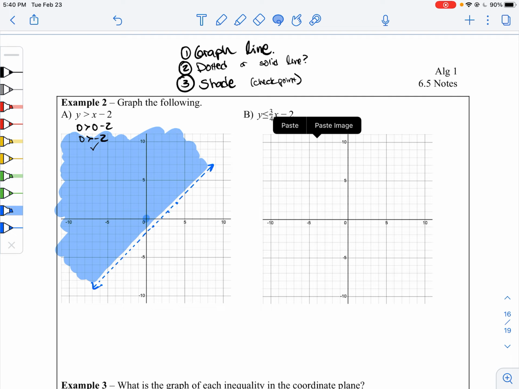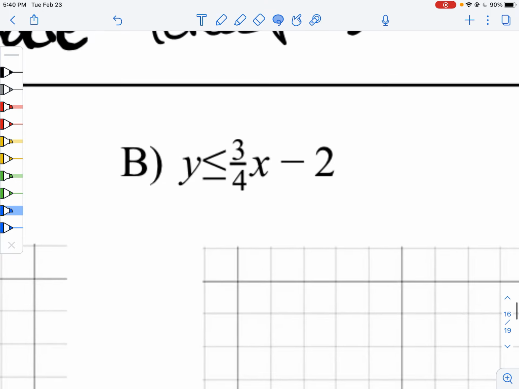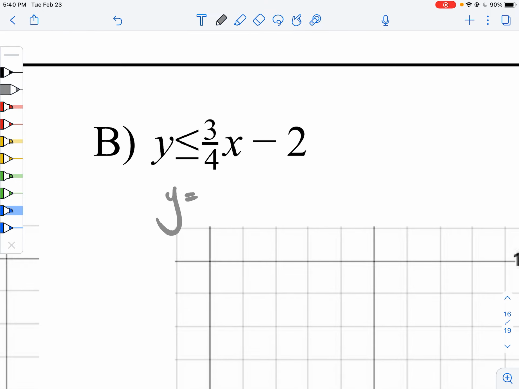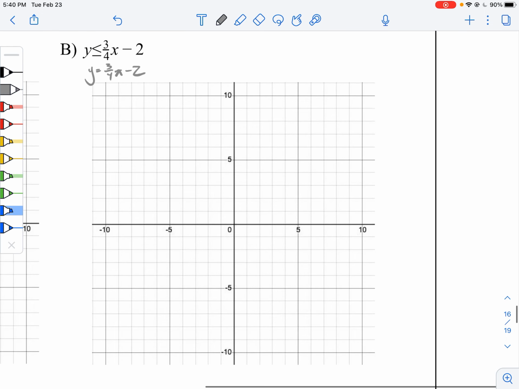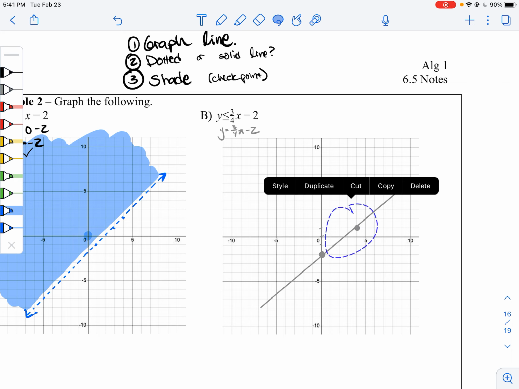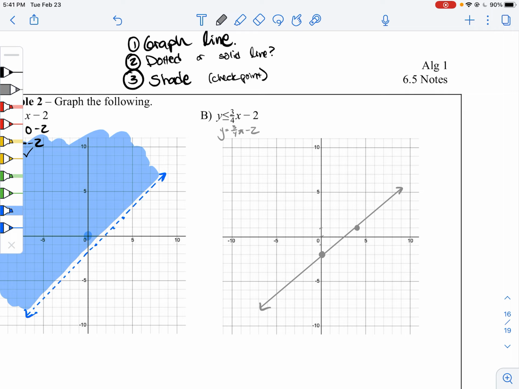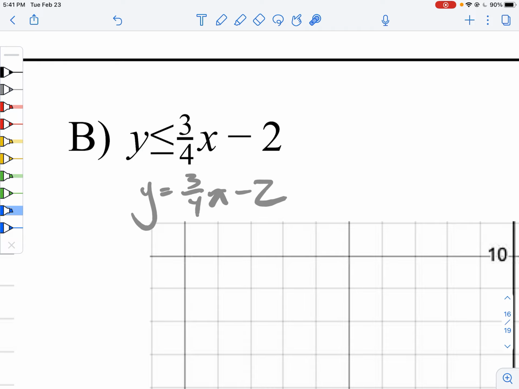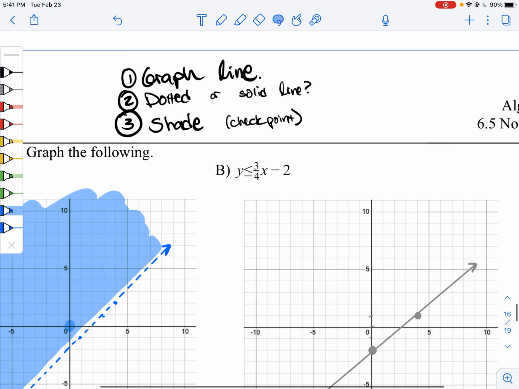Our first step here is to graph the line y equals 3/4 x minus 2. So we start at -2. We go up 3 over 4, and there's our point. So we're going to draw our line through here. Ta-da! Amazing. Now, we graphed the line. Is it a dotted or is it a solid line? Because it has an equal to, this equal to means it's going to stay a solid line. So we'll keep it solid.